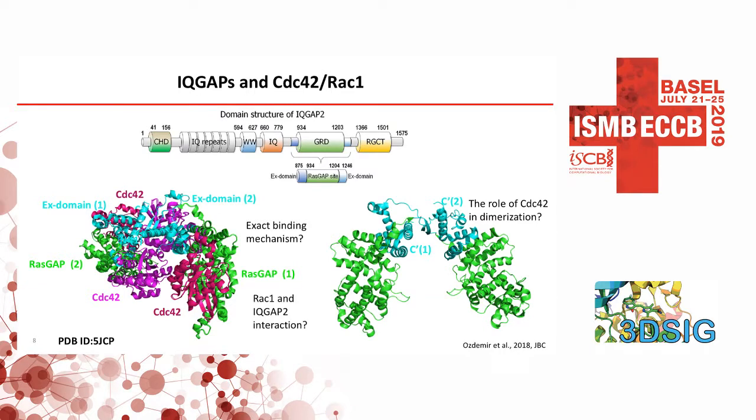And that's the situation for CDC42 and GRD binding, but the binding mode or binding stoichiometry between ROCK1 and IQ gap is not known. So I'm going to try to answer what's the binding mode of ROCK1 to IQ gap, and I'm going to try to answer whether this will be the reason for their different mechanism in actin polymerization.